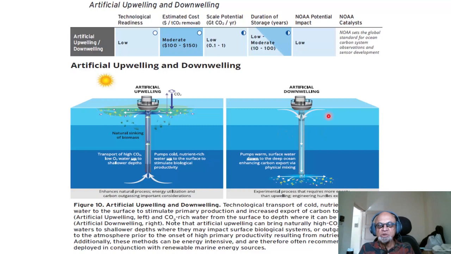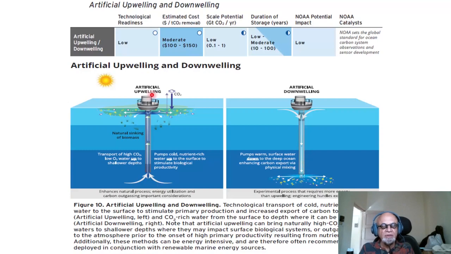You can also do artificial downwelling, where you pump warm surface water down to the deep ocean, enhancing carbon export via physical mixing as opposed to biological processes, bringing CO2 back down. So it's an experimental process that requires more energy than upwelling to cause downwelling, and engineering hurdles exist here. You are using various natural processes to pull up water, whereas here you are pushing water down, buoyant water down.